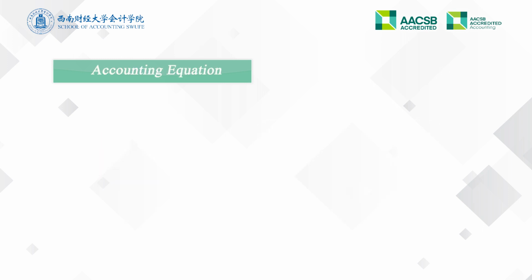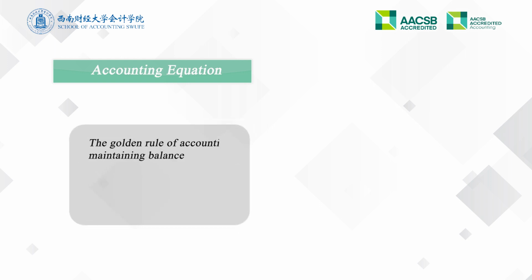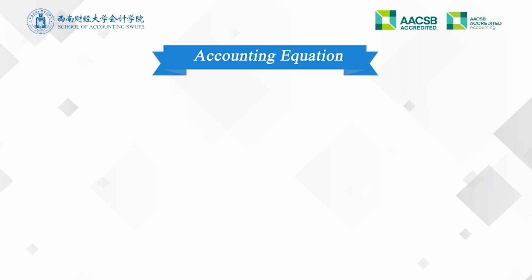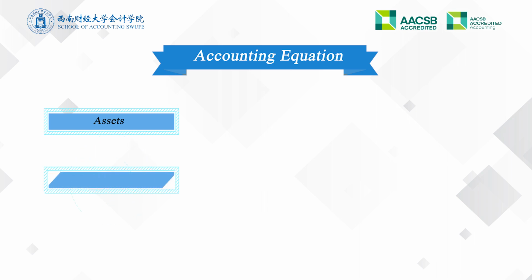Before discussing accounts, let me introduce the accounting equation. The golden rule of accounting is maintaining balance, especially the balance of the accounting equation. What is the accounting equation? It shows the assets of a company equal the sum of its liabilities and equity. According to the accounting equation, there are three types of accounts, including assets, liabilities, and equity accounts.